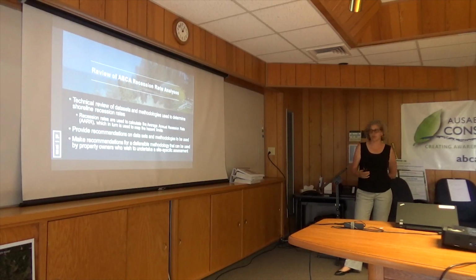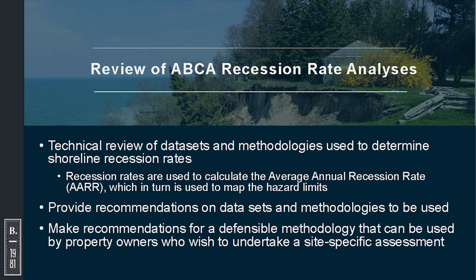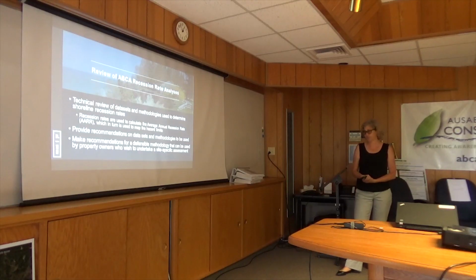So I'll just go through our review of the recession rate analysis, and that's the process that the Conservation Authority has used for determining the average annual recession rate, which is then used to determine the hazard limits, which Jeff was speaking about. So what we did was we reviewed the data sets and the methodologies that the Conservation Authority uses, and then we provided recommendations and also made recommendations for a defensible methodology that a property owner could use if they want to undertake a site-specific study to assess their own erosion rates. Generally speaking, there really shouldn't be much need for that, but I'll go through that.